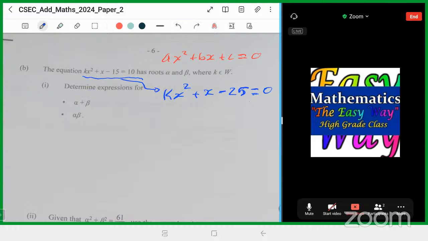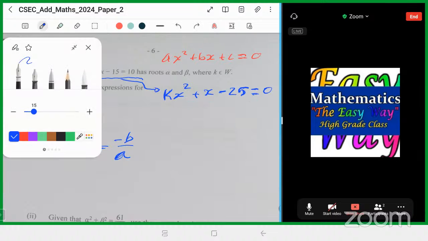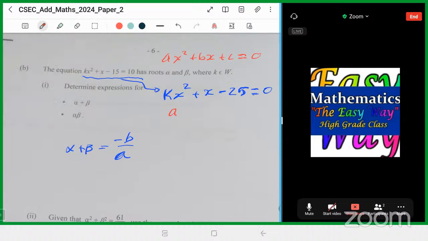So let's write it here. So alpha plus beta becomes minus b over a. Now the b is 1 because the coefficient of x is 1. Let me shift this down and write the a, the b and the c. So from this standard form, let's write the a, b, and c in a different color. The a is going to be k, which is the coefficient of x squared. The b is going to be 1, and the c is going to be negative 25. C is negative 25. A lot of persons are going to use that negative 10, I guarantee you.